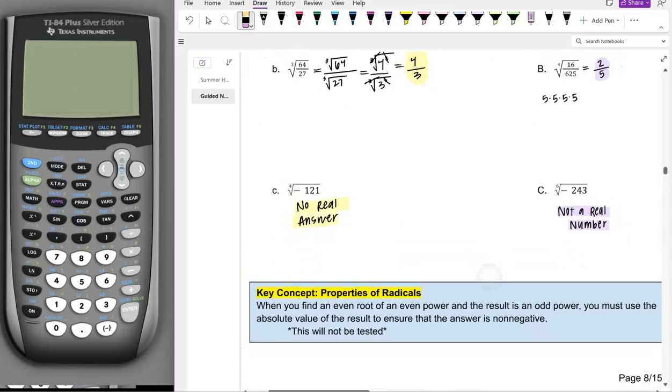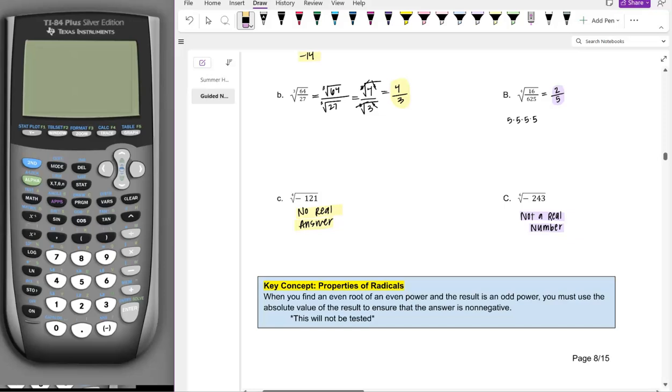And next we'll talk about some properties of radicals. This is not going to be tested, but it might come up in your homework or just in general if you see it. I don't want you to be confused why they're throwing absolute values in there.